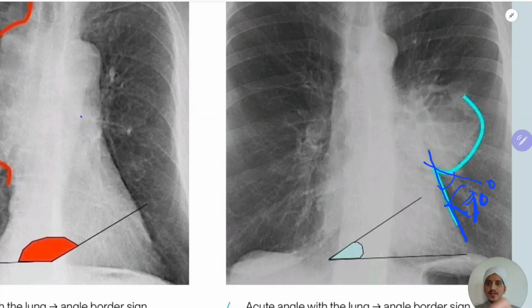Angle border sign is present, it is a pulmonary mass. Now we need to see whether this is in the middle mediastinum. Middle or not? Yes, it will be in the middle mediastinum. You are able to see the hilar silhouette because of the pulmonary mass. You are able to see the hilar markings here. The hilar silhouette sign is absent, that means it is in the middle mediastinum and it is a pulmonary mass.